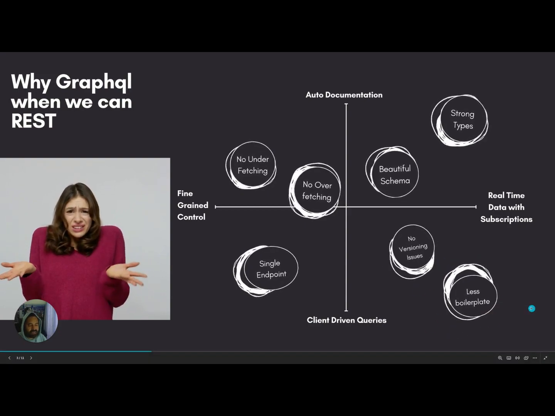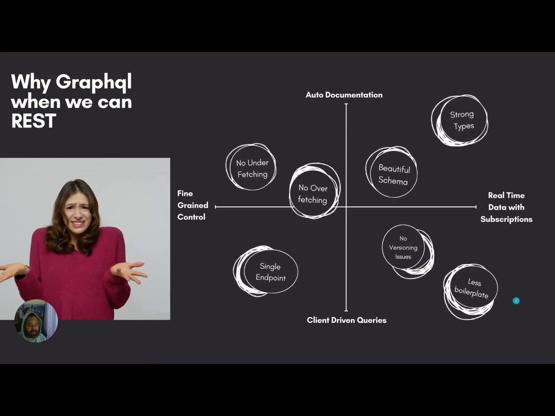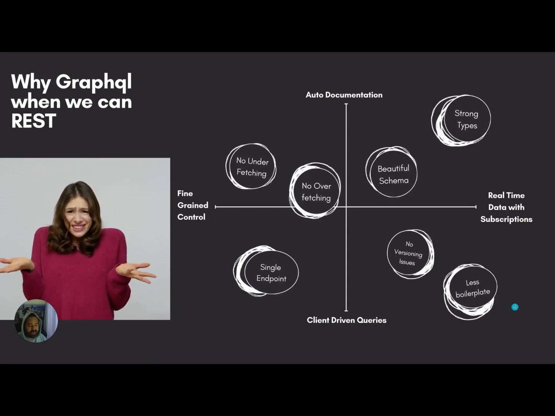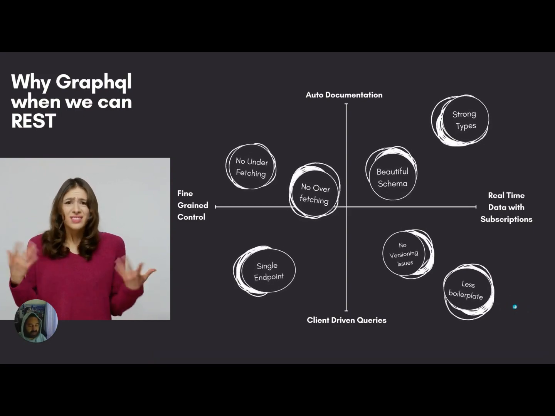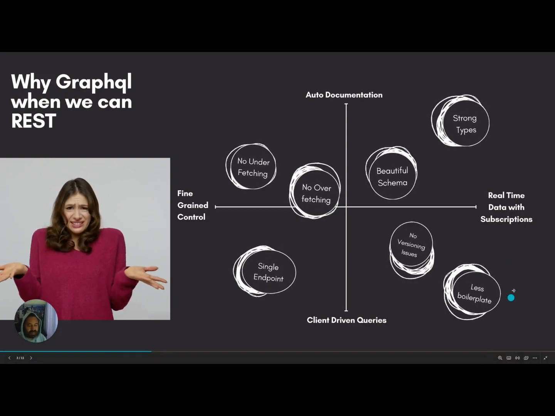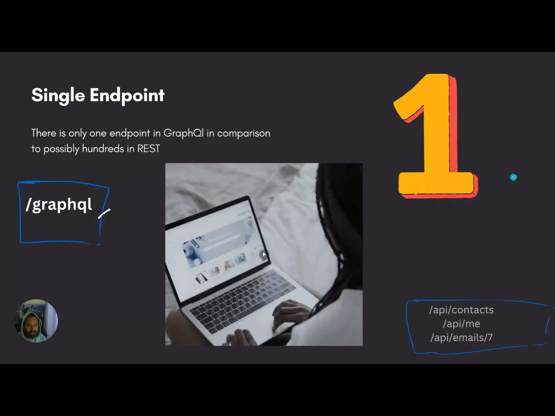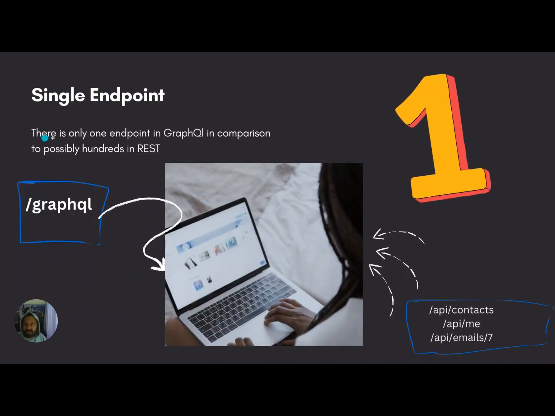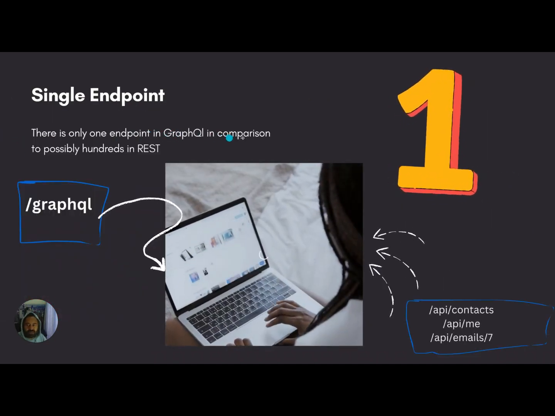There's less boilerplate, there's less code to write. So as you'll see, there's a lot less code to write. With GraphQL, you don't actually have to write that much code to build an API, as you'll see.